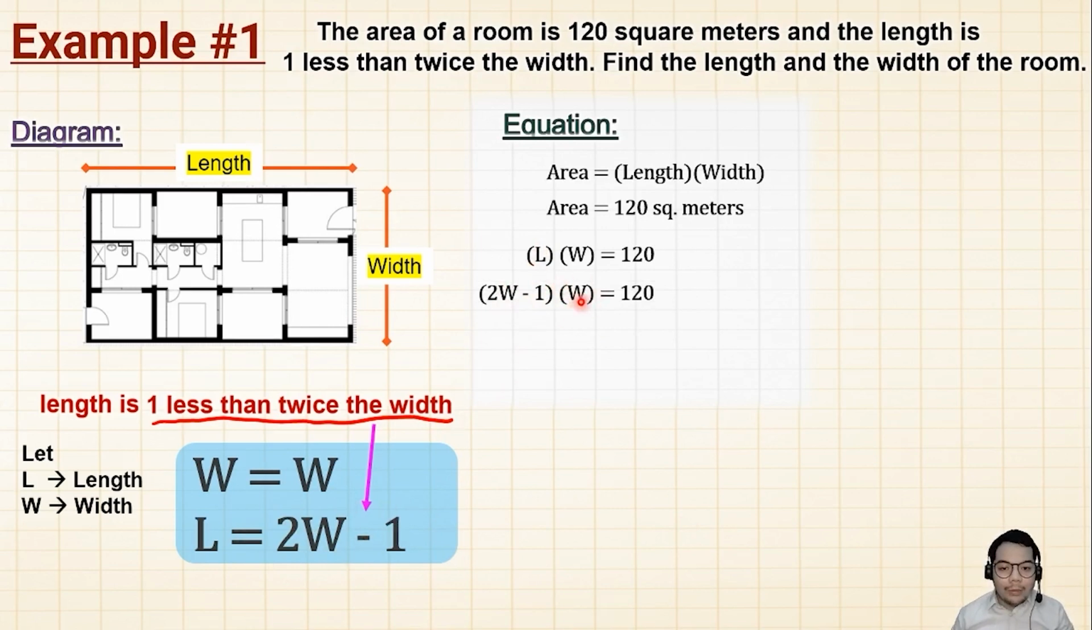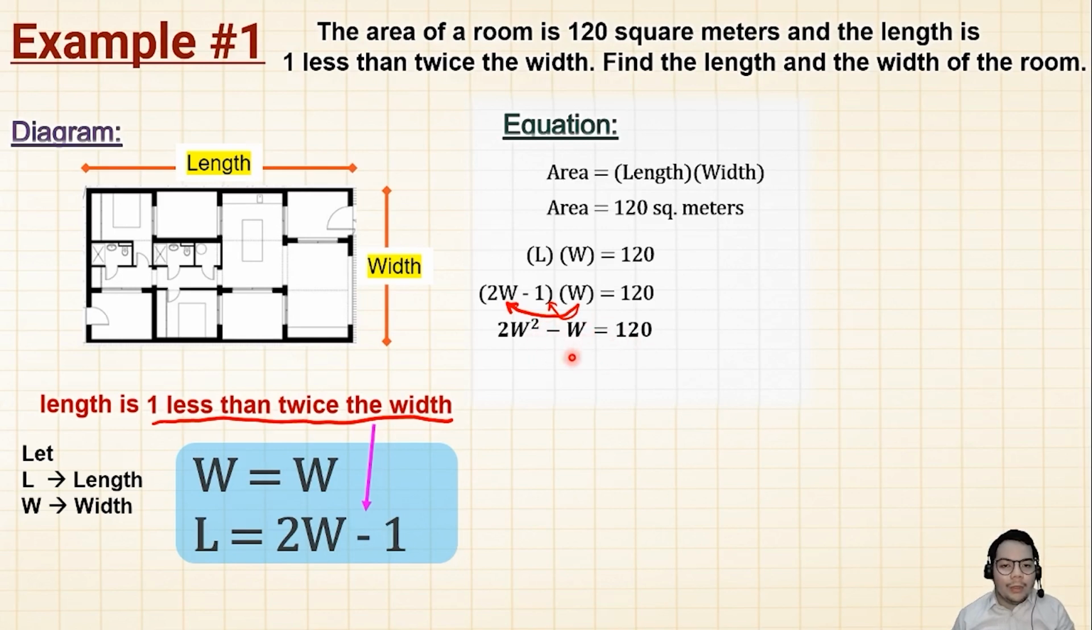So, we can just distribute W or just expand this given equation. So, we can multiply W times 2W and W times negative 1. And so, we can have now the equation: W times 2W is 2W squared and W times negative 1 is negative W. So, pwede yan kahit hindi na una yung monomial na W dun sa unahan ng 2W minus 1. So, that will be the product of W times 2W minus 1. And just copy my equals to 120.